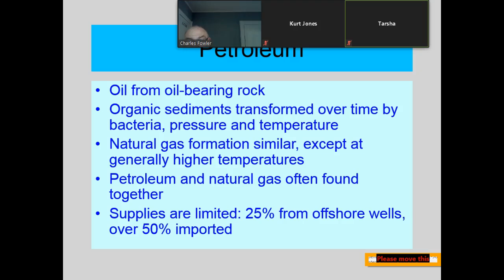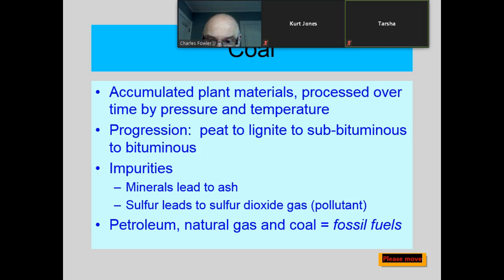Now they say here over 50% of our petroleum is imported. I think that the U.S. finally has gotten so we are providing more than 50% of our own petroleum and natural gas, mostly because of the fracking. Okay, so that has probably changed over the years.